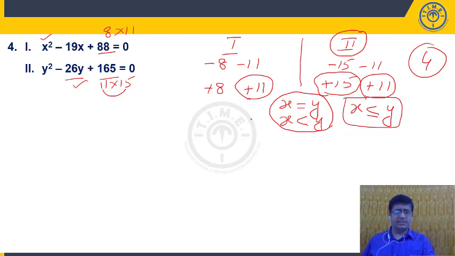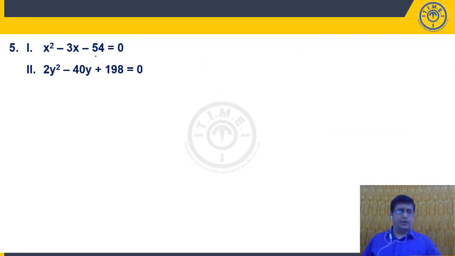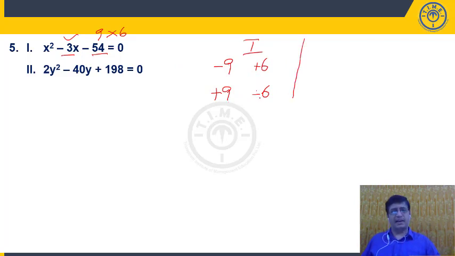Okay, now look at the next example, question number 5. 54 is the product. 54 is the product means what are the numbers? 6 and 9. So 6 and 9 means 9 and 6, the difference is equal to the middle part. Here minus 6 and plus 9, that is plus 6. So what is the sum of these two values? Result is minus 3, that is the middle part. Now what are the roots? Minus 9 by coefficient of x square, sorry, plus 9 and minus 6 by coefficient of x square. The roots are plus 9 and minus 6.